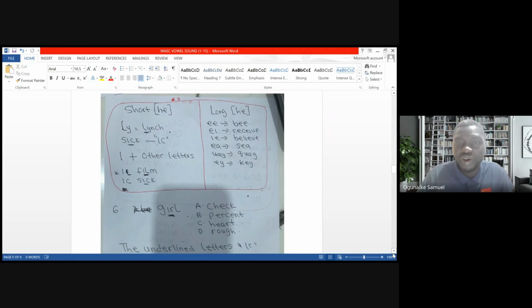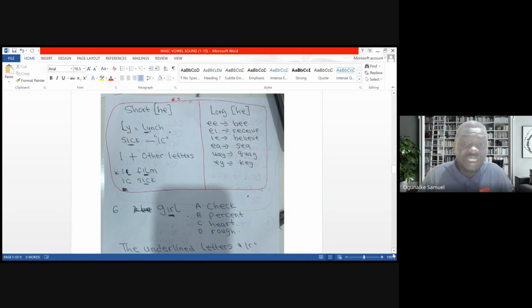Simple. So you have the short E and then the long E. Letter combinations for long E: EE, it will give you a long E. EI, receive, long E. IE, believe, long E. EA, long E. UAY, key, long E. EY, key, long E. Every other one will be short. Every other one, like LY, CY, NY, IC, every other one will be short. If you look at this one, I plus other letters will be short.